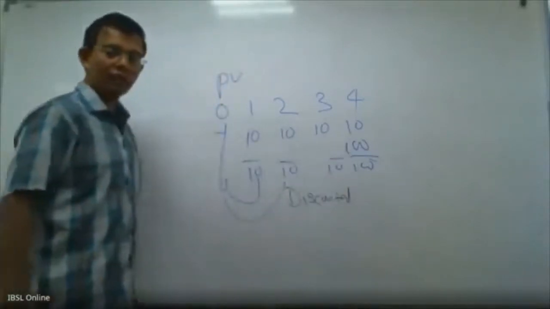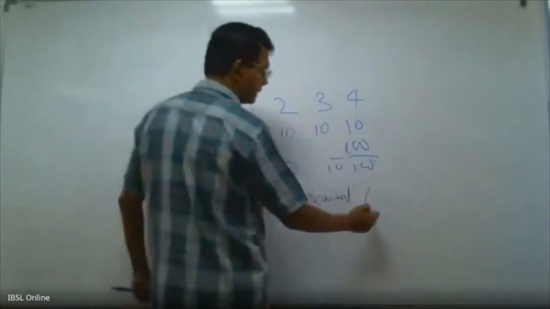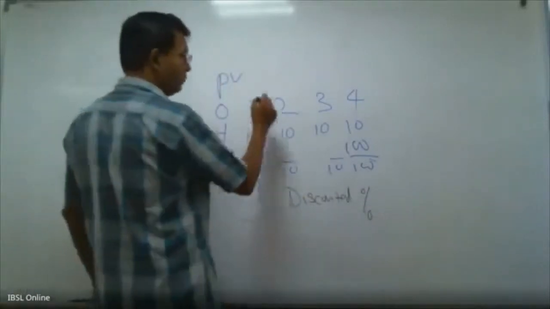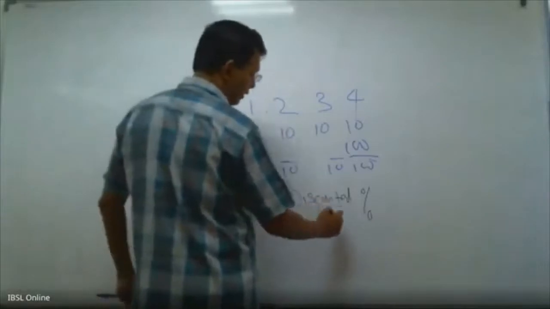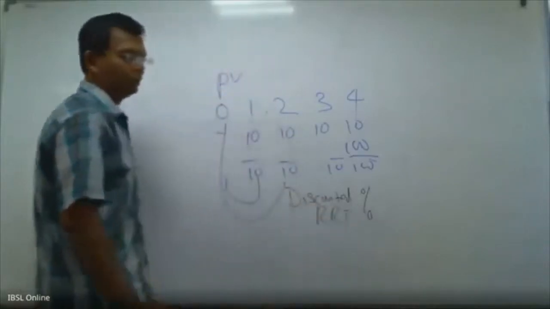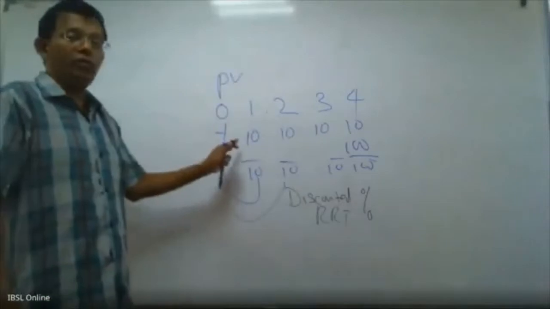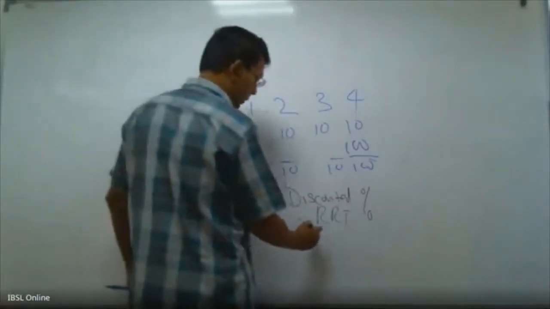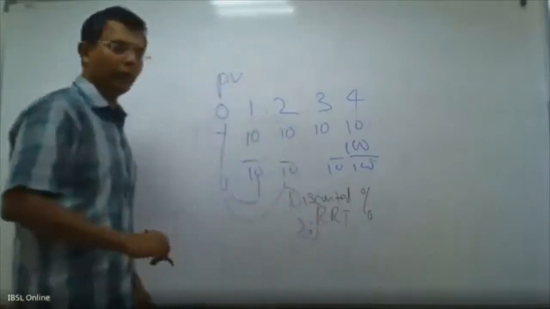We have discounted, and we have used a percentage. So what is this percentage? In the bond calculation, we have a required rate of return. For an individual, if I want to invest in this particular bond, I need at least 20%. So then we discount by using 20.